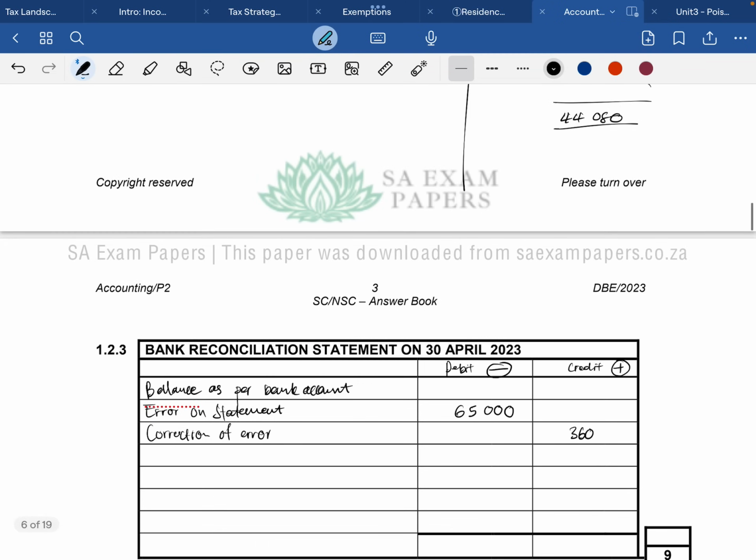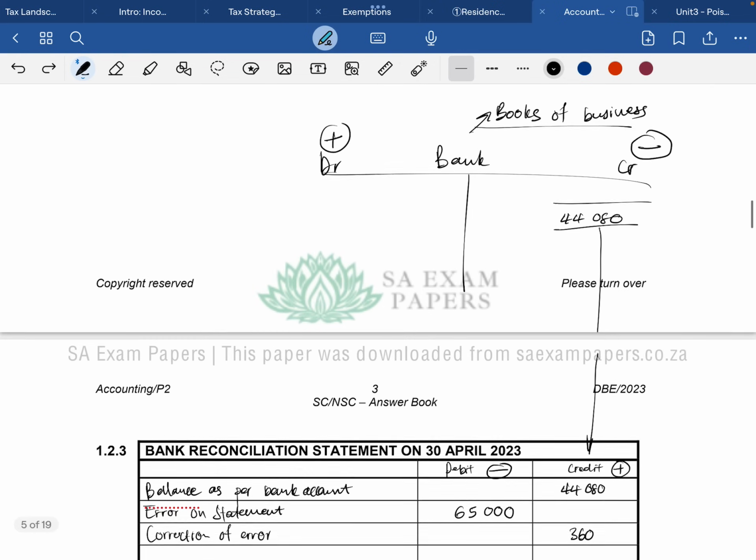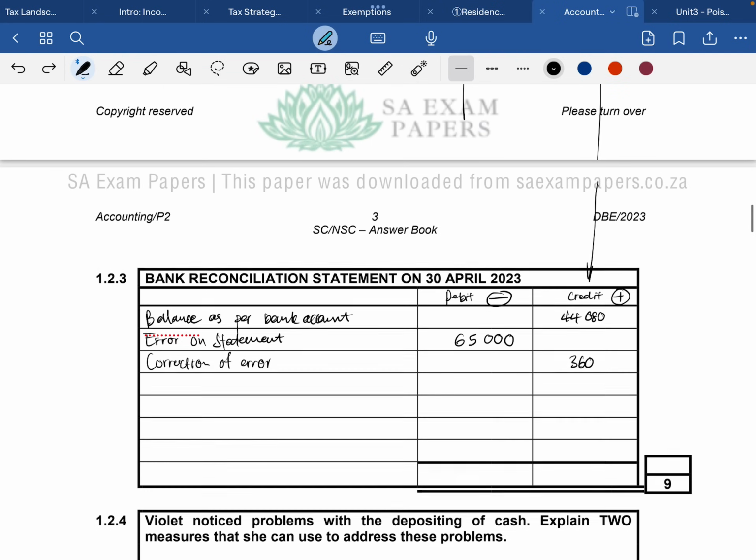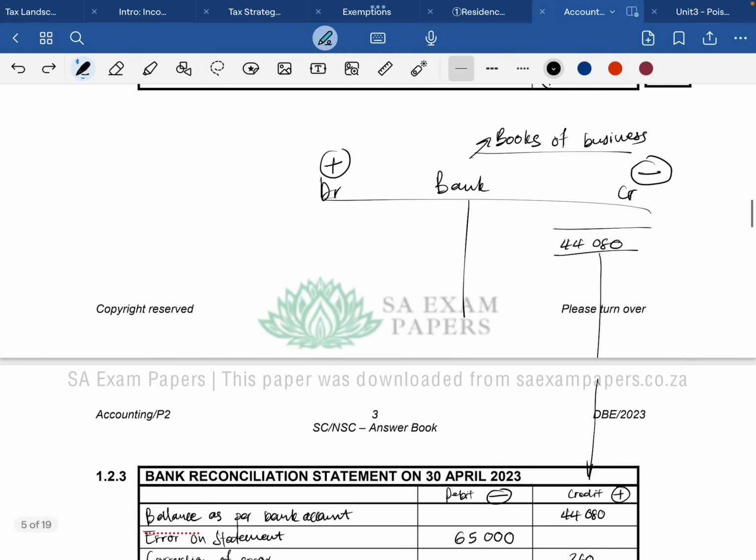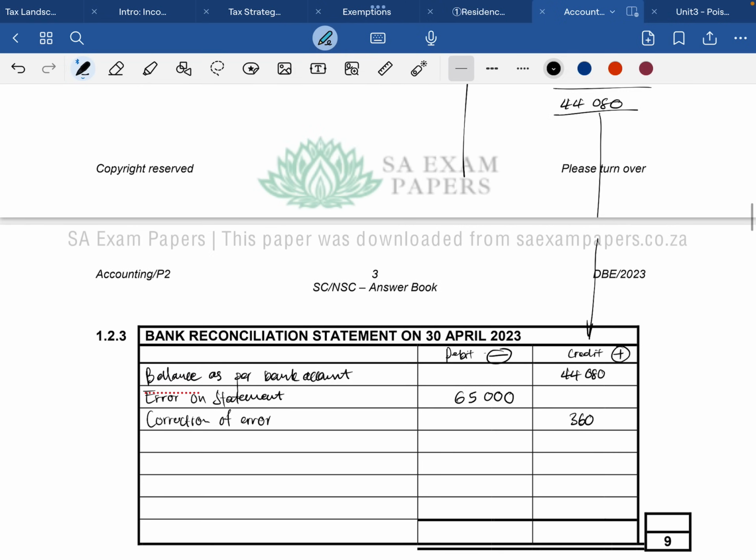So now, if we're recording it on the credit side, it should come as it is here on the credit side as 44,080. Don't be confused by this plus sign here, right? That was just to explain why I'm recording it on the credit side. So whichever side your bank balance is, according to the books of your business, record it on the relevant side, either the debit or the credit side. If it was positive, I would have recorded it on the debit side, right?